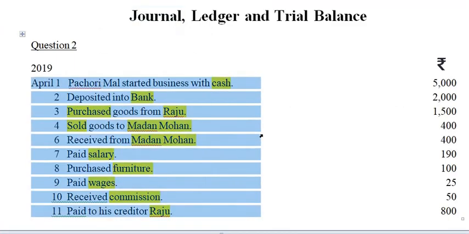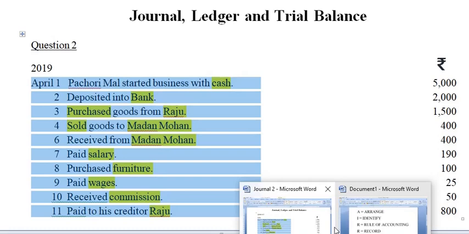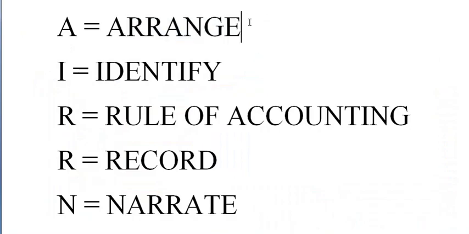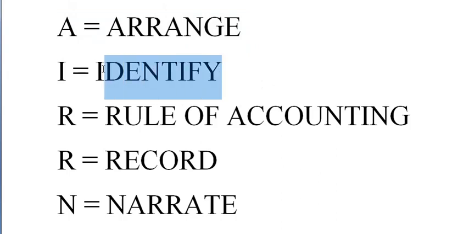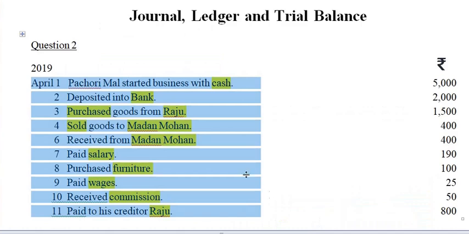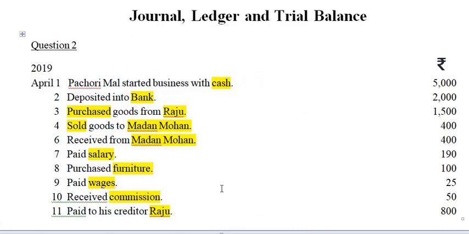All the data will be arranged in a chronological order. So you have to arrange, and this will be done by the question itself. And then you have to identify. You have to identify whether a transaction is a cash transaction or credit transaction, or the transaction is related to purchase or sale or depositing into the bank or any kind of receipt.